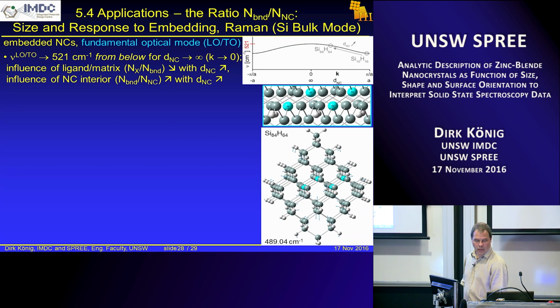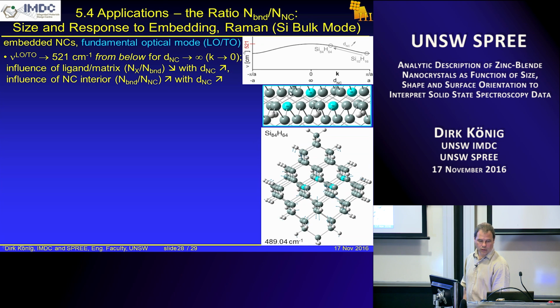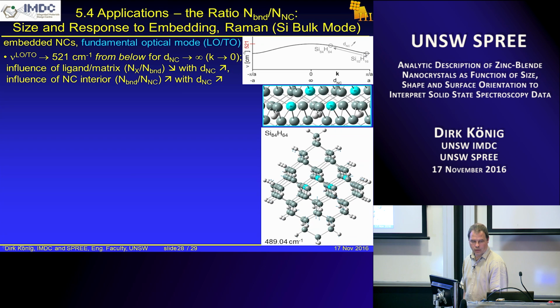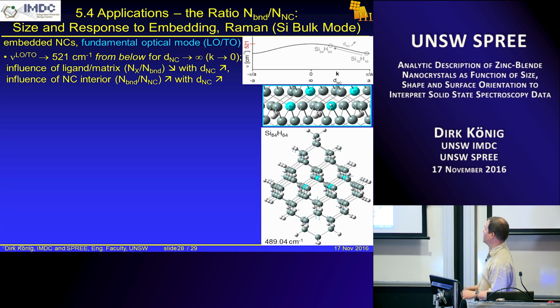And I first will have a quick look at this fundamental optical mode we see in silicon. Again, we have this Brillouin zone picture, but because we now have a longitudinal optical mode, we start with the smallest crystal, so large K vector, and we approach the bulk value, which is 521 per centimeter, from below, because we are now on an optical subband, not an acoustical subband. And the mode is not clearly assignable because, as you can see here, it's both longitudinal and transversal. So it's a mixed longitudinal transversal mode.